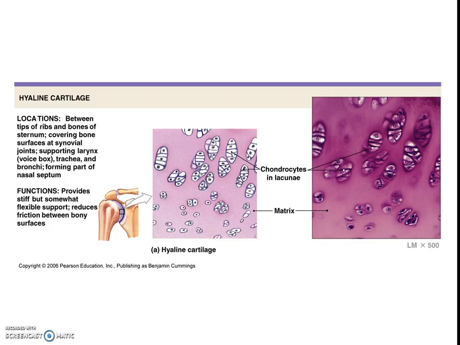We tend to find these at the ends of our long bones and in certain portions of our body that need a good, flexible, but strong structure, such as the rings in our trachea, our larynx. Cartilage makes up the lowest portion of our nose, the nasal septum. And at one time, all of our bones actually started out as this hyaline cartilage.